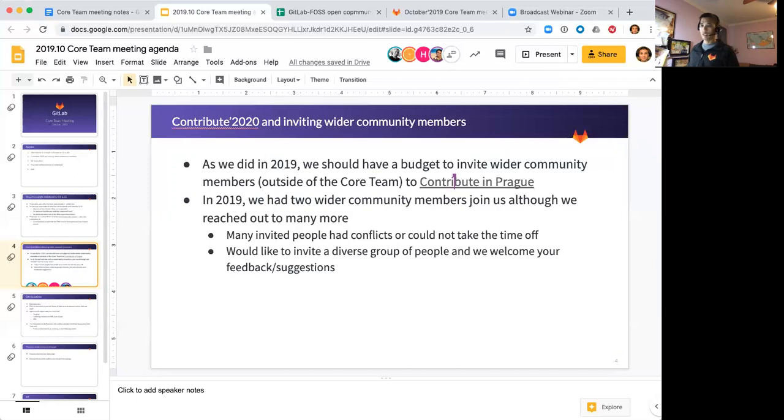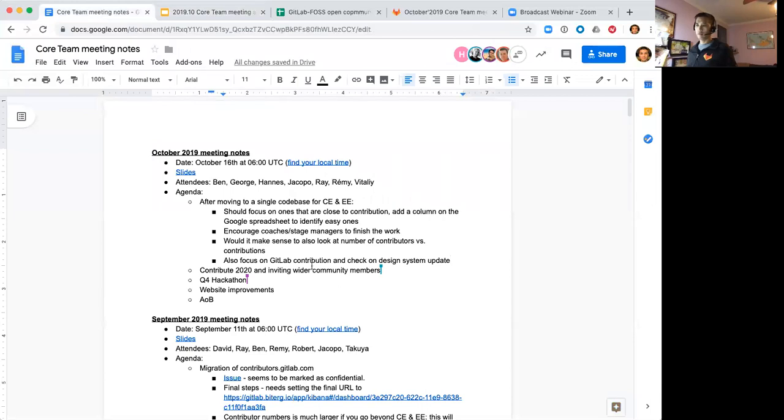Any thoughts or ideas, or maybe some people that are localizing GitLab, like that are working in Crowdin? I think that these people are kind of the invisible contributors sometimes. Yeah, I definitely agree.